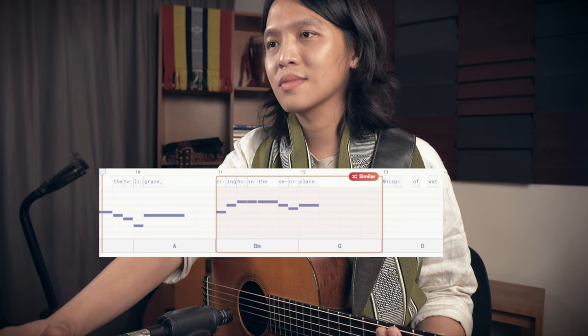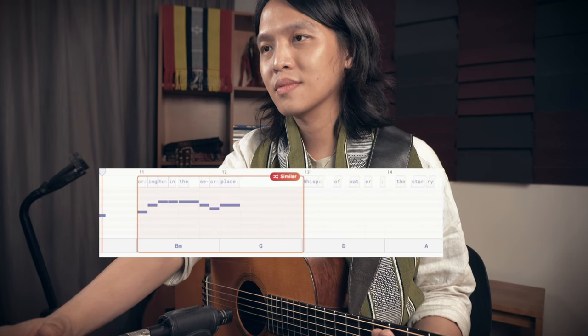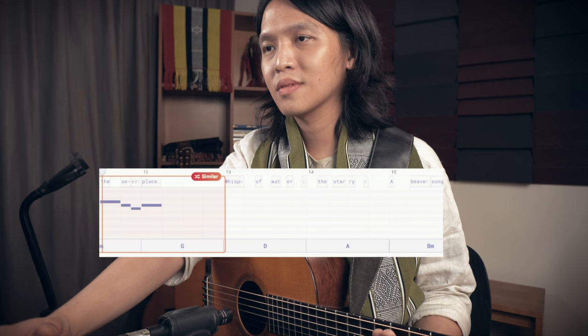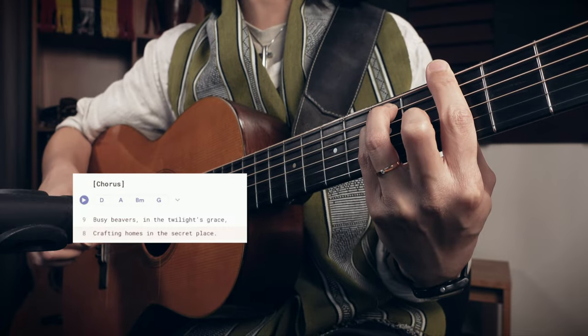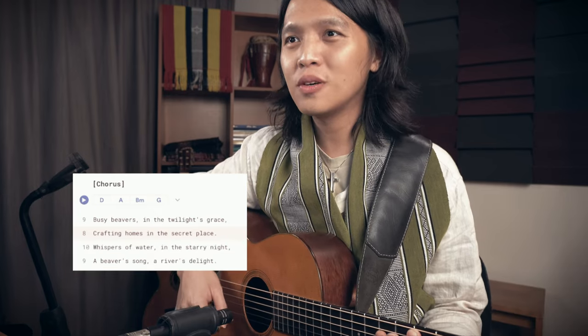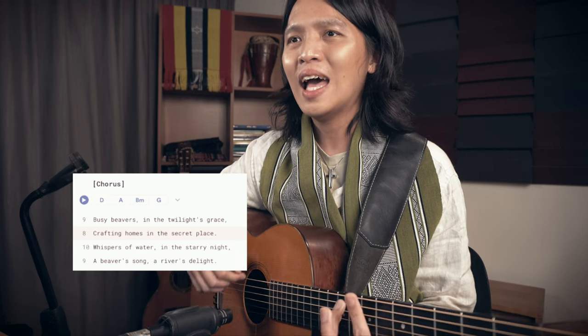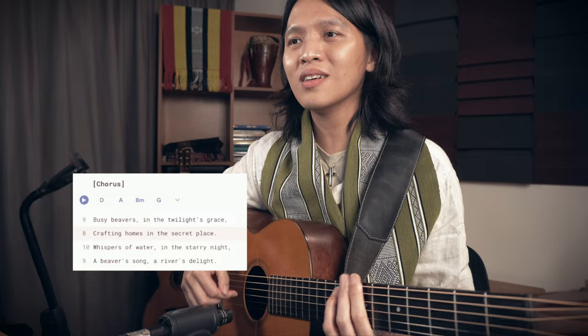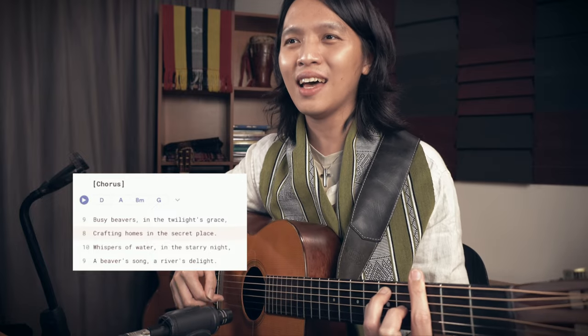So our chorus goes: Busy beavers in the twilight's grace. Crafting homes in the secret place. Next two lines. Whispers of water in the starry night. A beaver song, a river's delight. All right, now we've got our song.